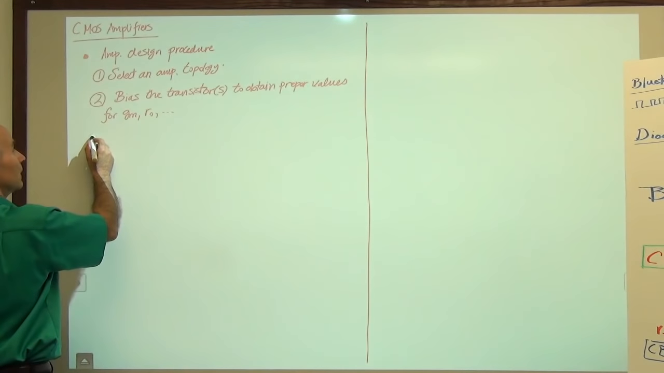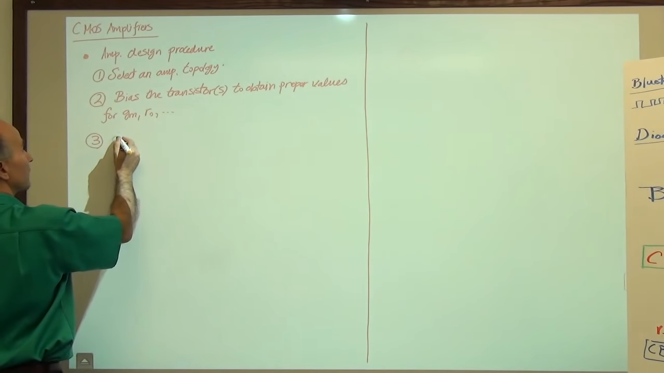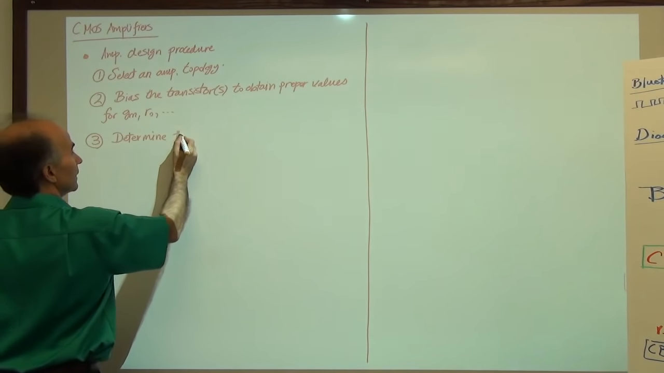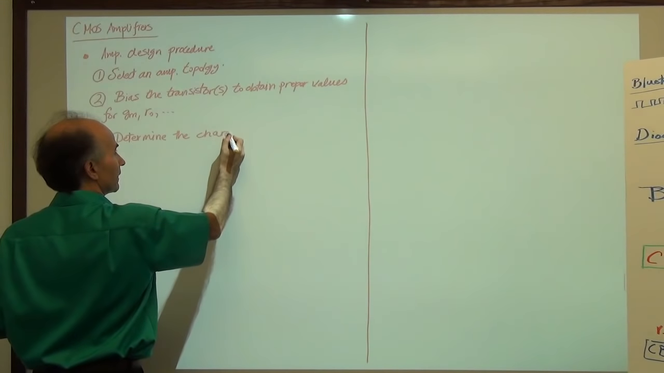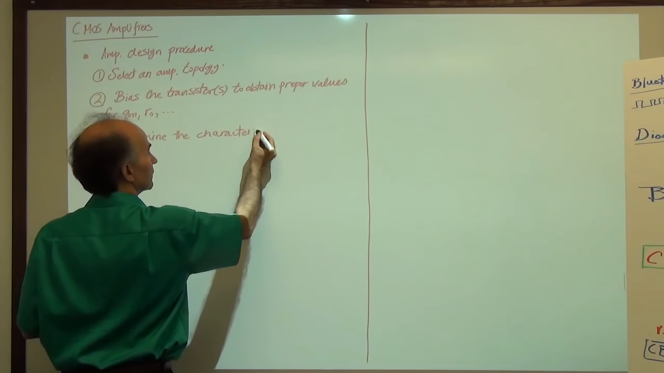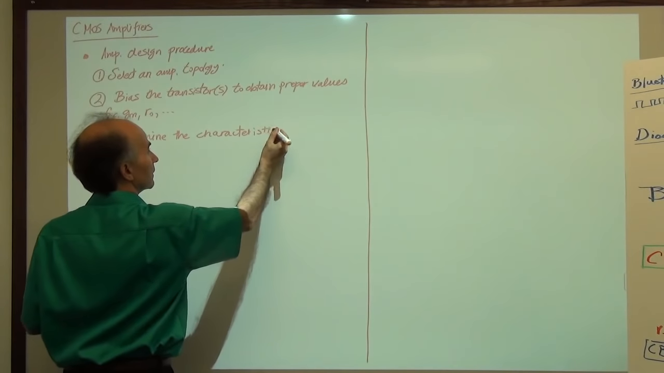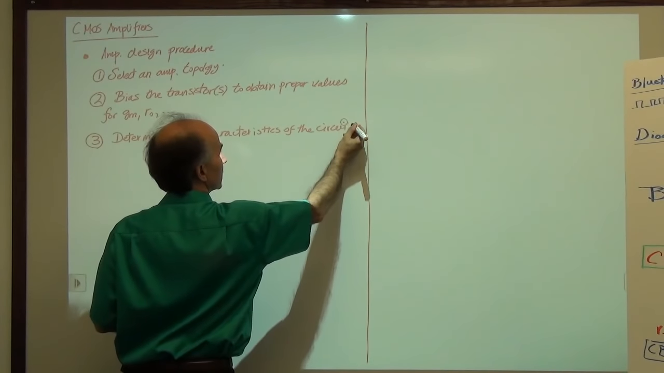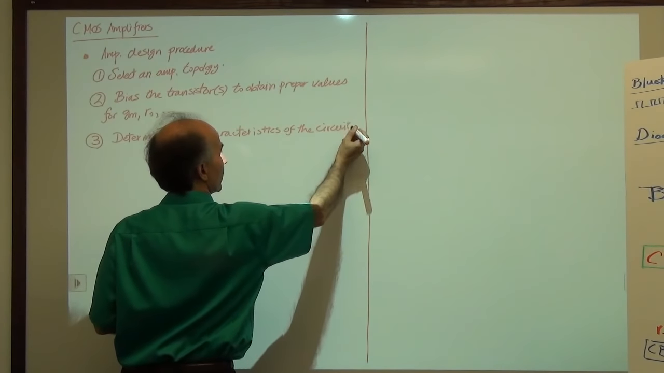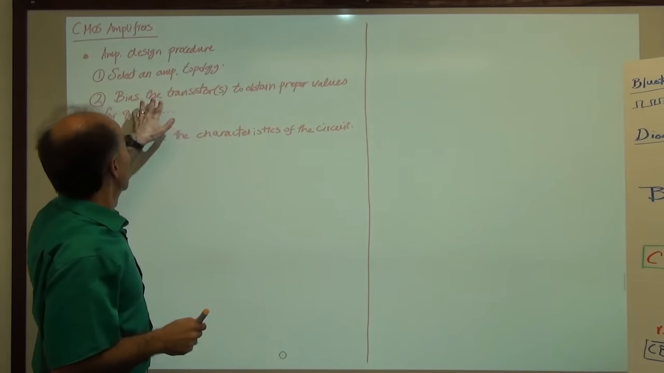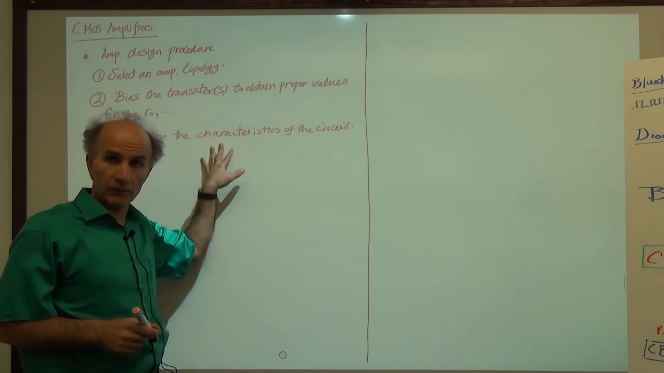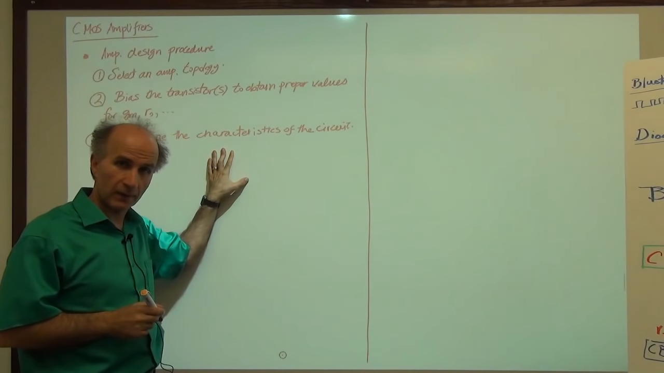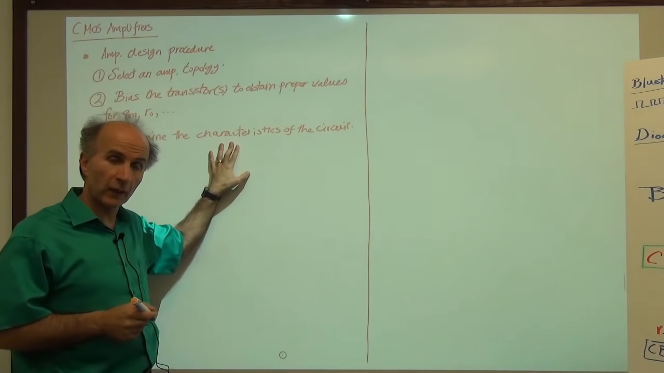Okay, and then determine the characteristics of the circuit of the amplifier. So now that we have biased up the circuit, we can create, for example, a small signal model and analyze it and find its characteristics. But what characteristics are we looking for anyway?